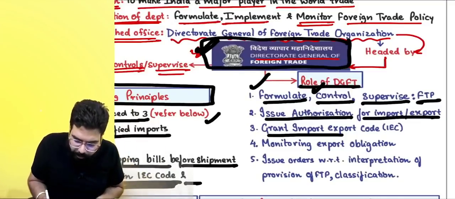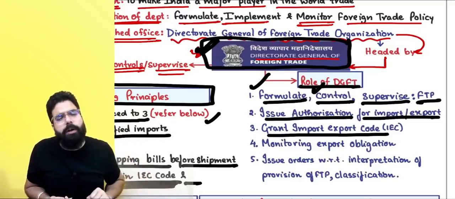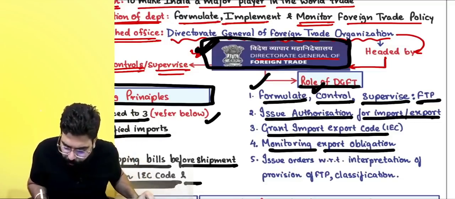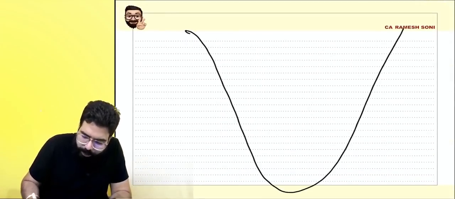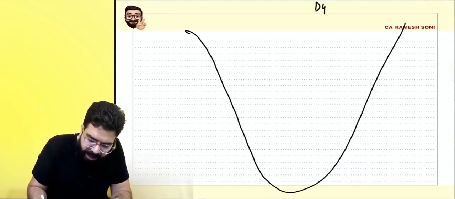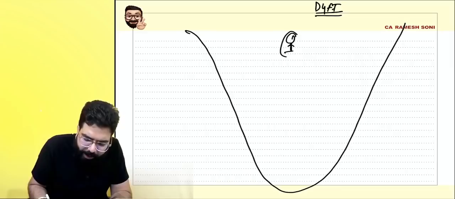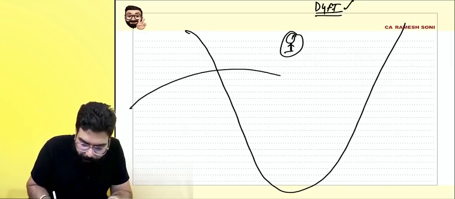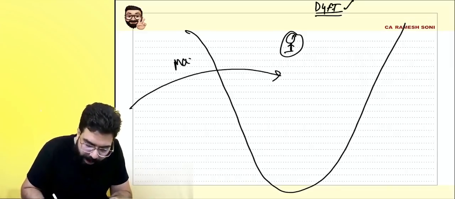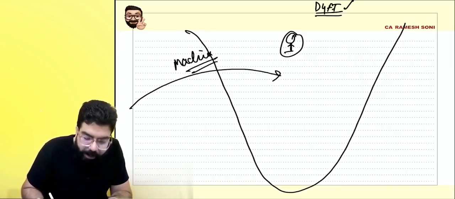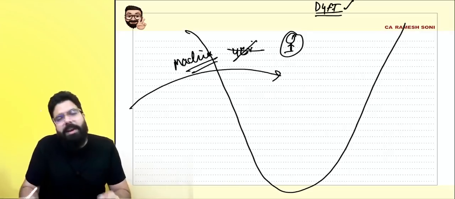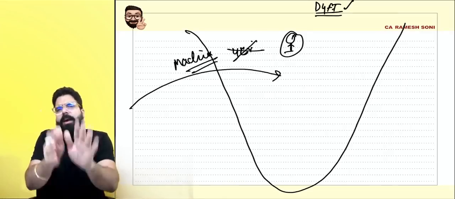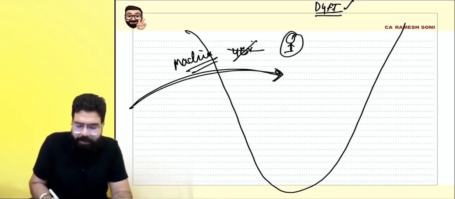Next, grant import export code. He will grant the import export code. Monitoring export obligation. You know what happens? You can tell the Director General of Foreign Trade, sir, I want to make quality products in India. Sir, allow me to import this machine. If you allow me to import this machine, the customs duty is 4 crore. Sir, I don't have 4 crore. Please leave the 4 crore rupees. I will import the machine.